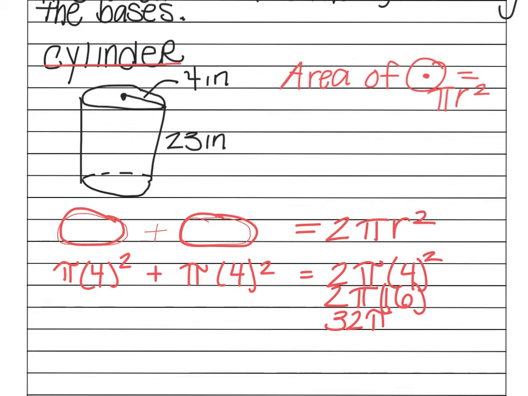Now we can plug that in our calculator. We know that pi is 3.14, or you can use the pi button on your calculator. When you do 32 times pi, you get 100.53, and this is inches. So this is the two bases, the top and bottom of the can.